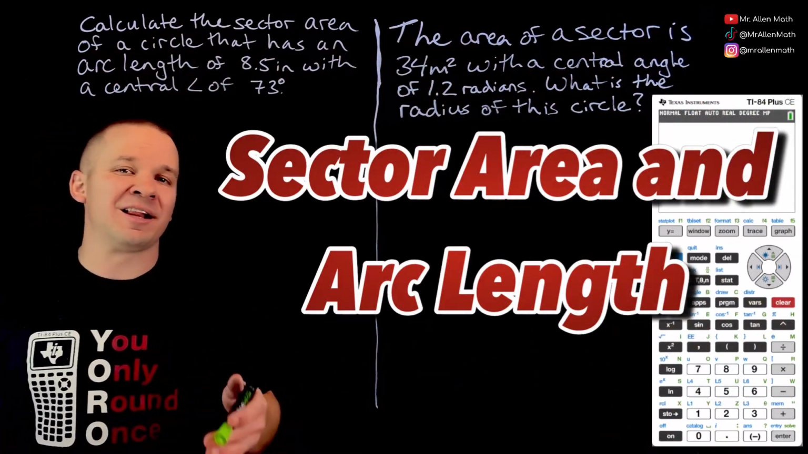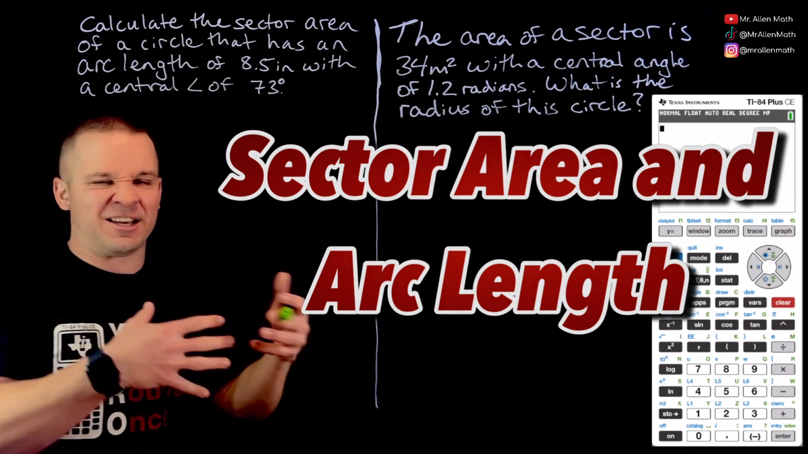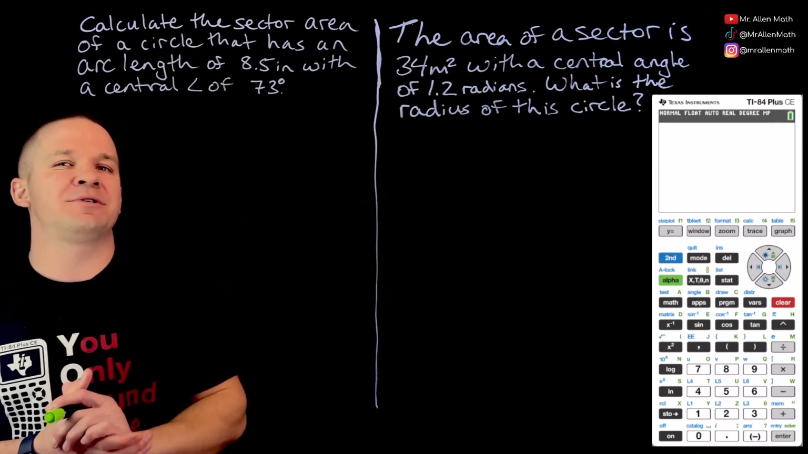Mr. Allen here with some arc length and sector area problems. But these aren't the straightforward ones where we give you the radius and just ask you to find it. You got to work for it in these two examples here. They're a little more challenging.